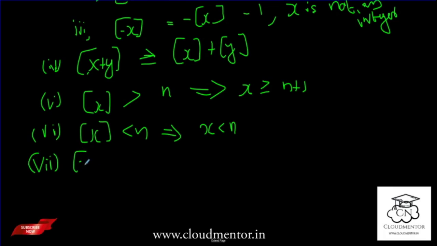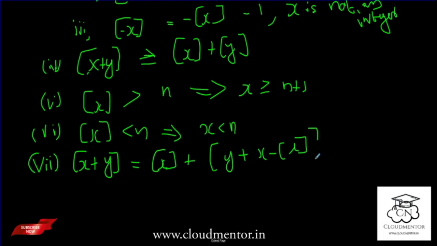And now the next one, the seventh: greatest integer of x plus y is equal to greatest integer of x plus greatest integer of y plus x minus greatest integer of x, for all x, y element of R. The ink is not showing here, maybe a defect, okay.